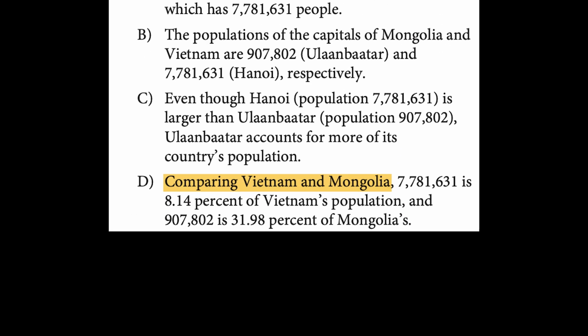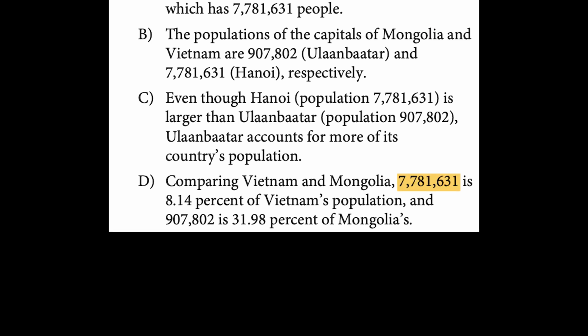In this next example, let's just hone in on answer choice D. Notice that it begins with an introductory modifying phrase, which means the next word after the comma must be the thing that's comparing Vietnam and Mongolia. Obviously, a number is not an entity capable of making comparisons, so we can rule out answer choice D on the grounds that it contains a dangling modifier.